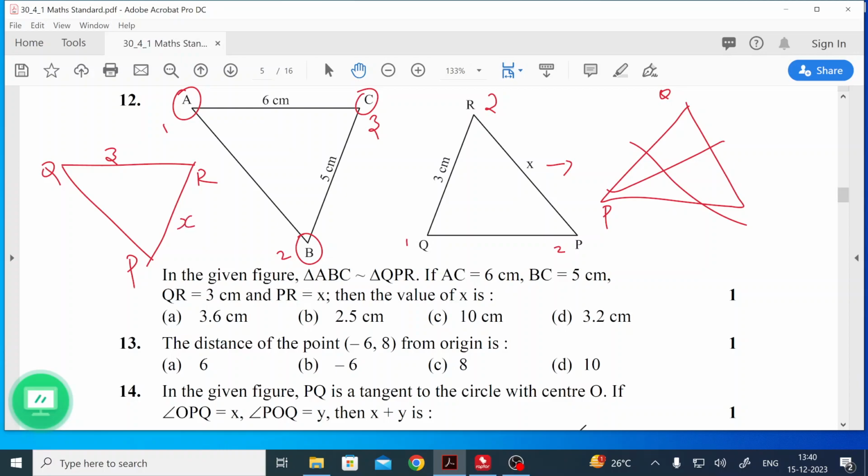PR is x. They said these two are similar. AC value is 6. Everything they mentioned. What are they asking here? Find the value of x. If it is similar, we can take corresponding sides in the same ratio.